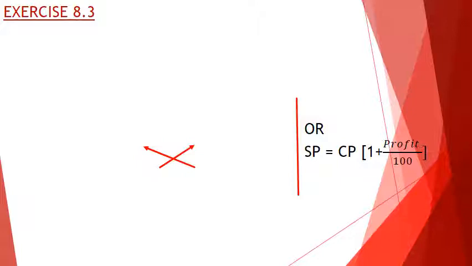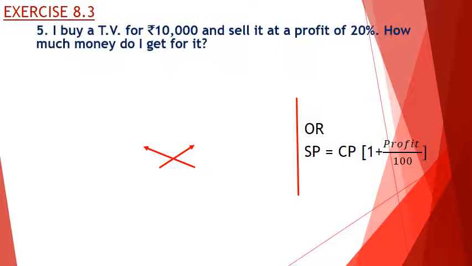Our first question, number 5. I buy a TV for rupees 10,000 and sell it at a profit of 20%. How much money do I get for it? So for a TV, CP equal to rupees 10,000. SP we have to find out. We don't know, so we give it rupees X. Next, it is given profit equal to 20%.